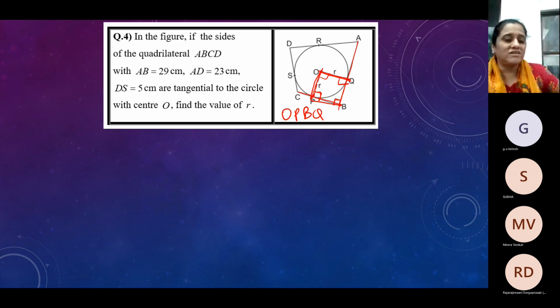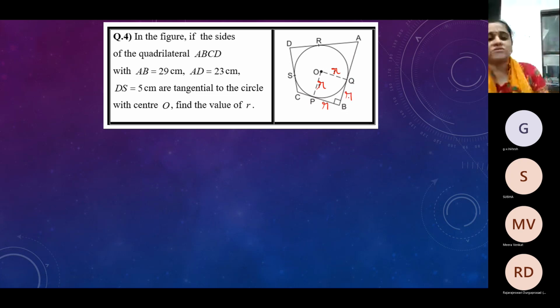So that means all the sides are equal to R. Because this is the radius. Definitely BP is not the radius of the circle, but the length of BP is equal to the radius of the circle. The length of BQ is equal to the radius of the circle. Yes or no? So now let's find the radius. We need to find the value of R.